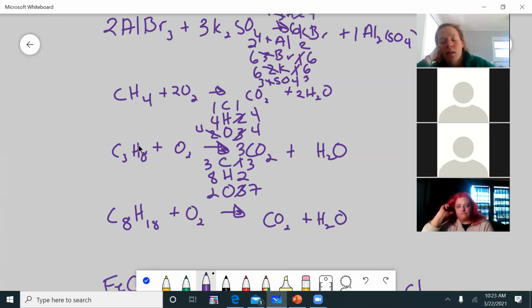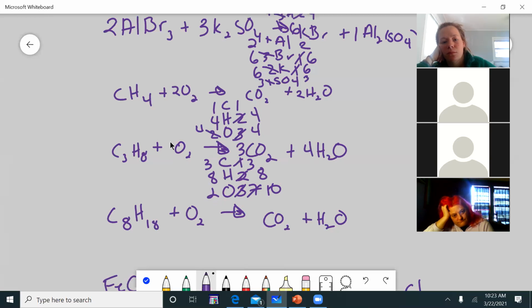Hydrogens, I've got 8 on this side. So I need 8 on this side. So what can I put in front of here to get 8? If I put 4, that will change this to 8. And it changes my oxygen to, what, we've got 6 and 10. Okay, what can I put in front of here to get 10? If I put a 5 there.